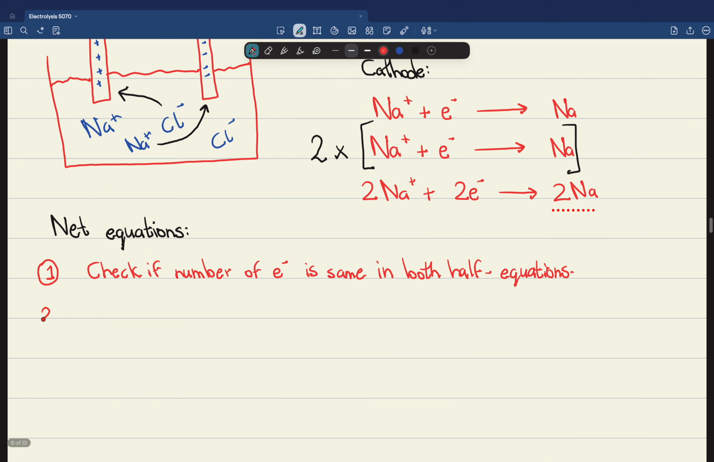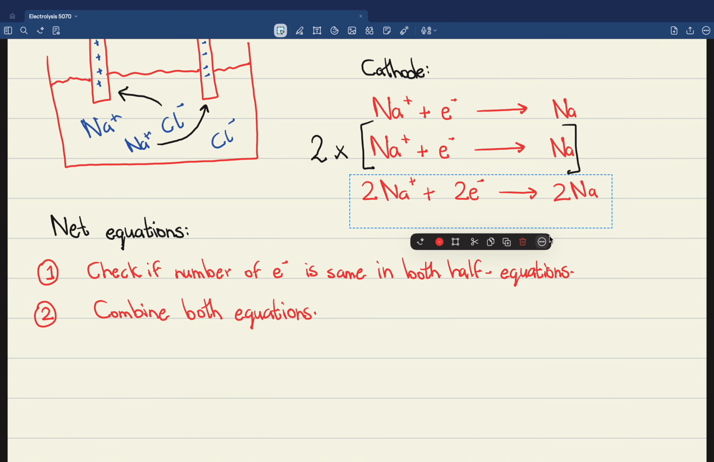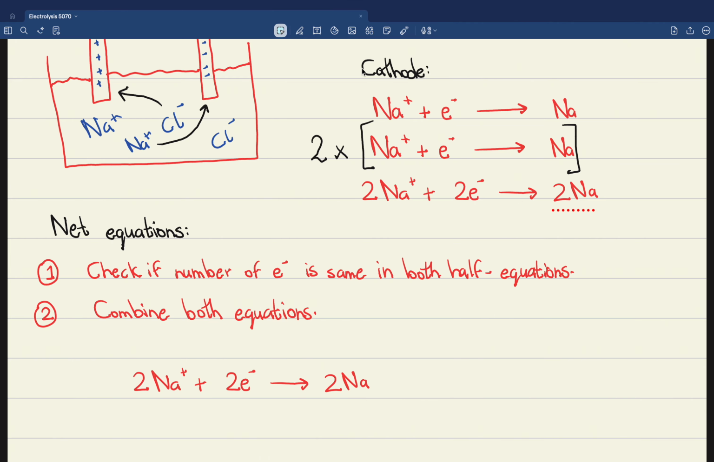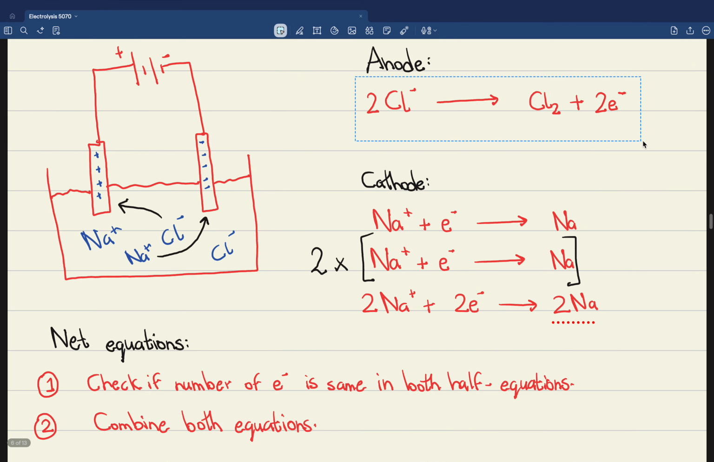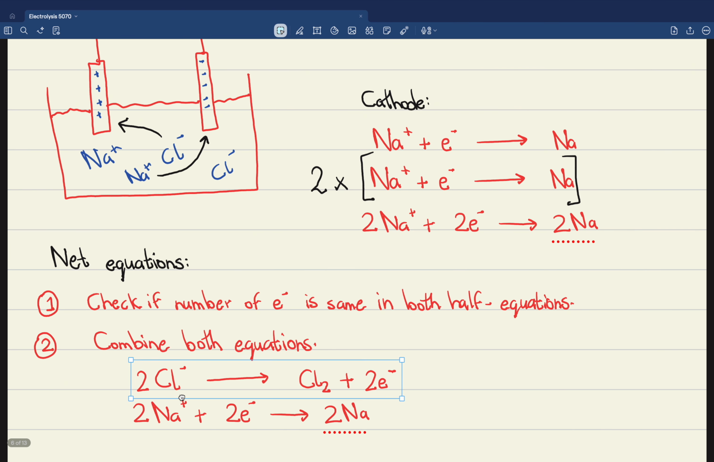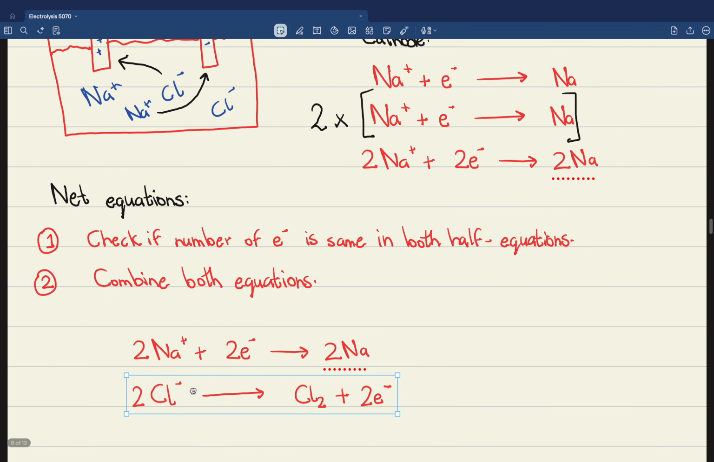Once the number of electrons are balanced, what we do is we combine both equations. How do we combine both equations? How will we combine these? Let me copy this for you so that it makes a lot of sense. This is the cathode equation and this is the anode equation. This is how it is. Okay, let me put it there.